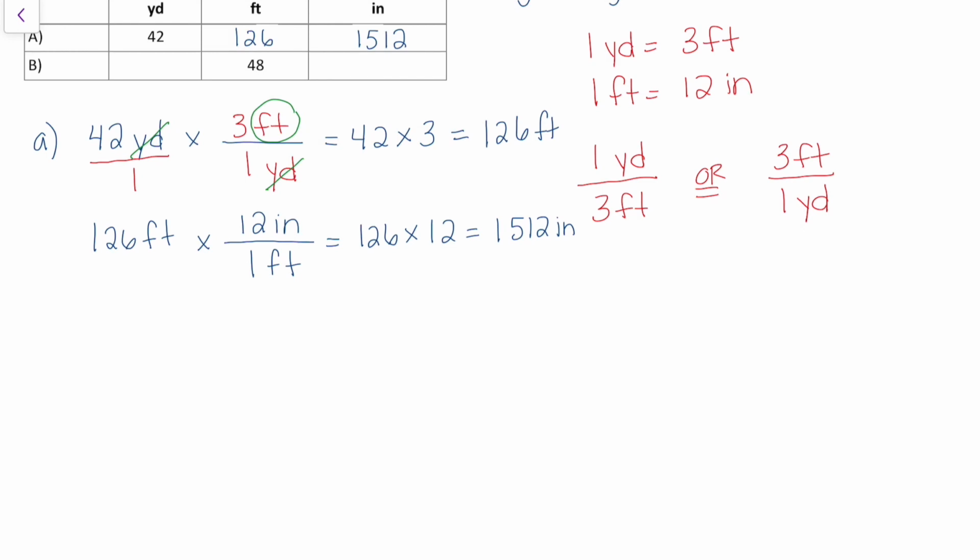Okay, so let's take a look at B. So I have 48 feet, and I want to get to yards. So I'm looking at my yard to feet conversion. I have feet written there, so I want to write it so the feet is on the bottom. And because my number's on the bottom, I know in my calculator I'm going to do 48 divided by 3. It gives me 16 yards.